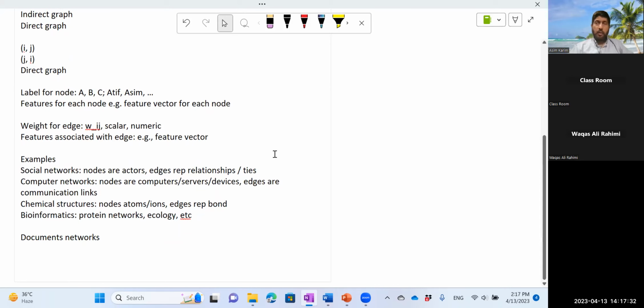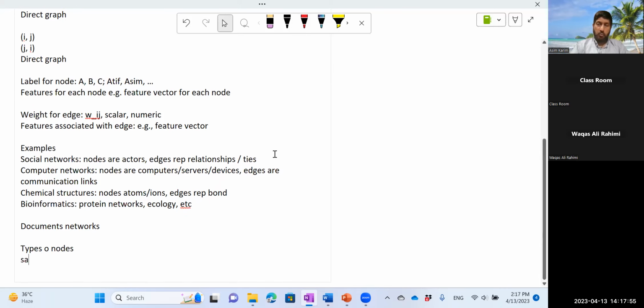Coming back to our basic graph and network. So we talked about nodes or vertices. Nodes and vertices can be of the same type in a particular graph, or they may be of different types. So generally they will be the same, in which case we have a regular graph.